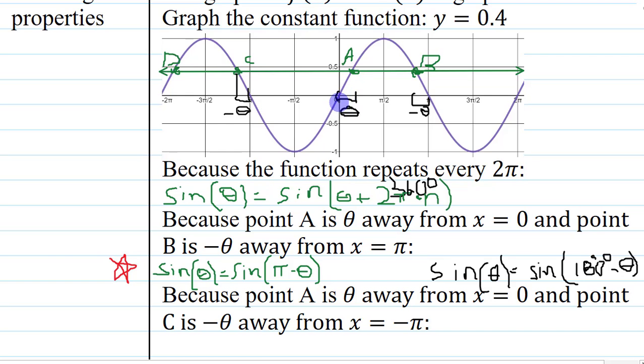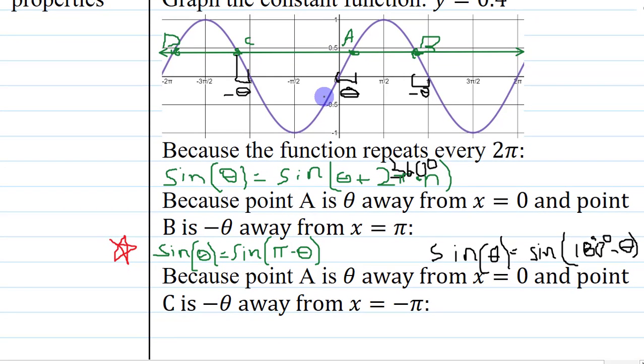So we already know that the x-coordinate of A is theta away from 0. We already know this one. And let's look at pi over here. So this is actually negative pi. If I go negative pi and then minus theta again, I get to the same height. All of these are showing how to get to the same height that we found over here in A.